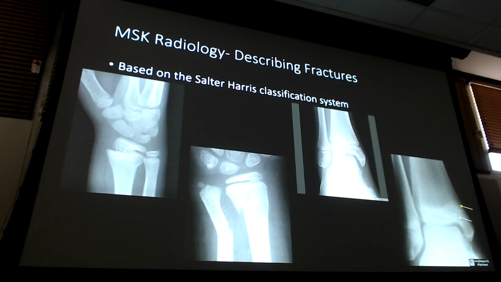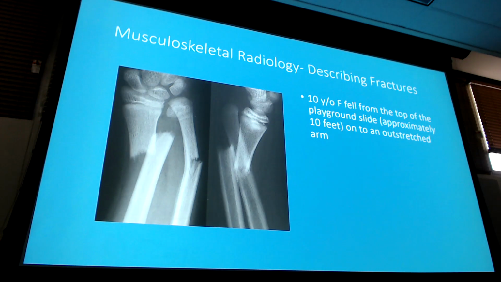Can you now appreciate each of the Salter Harrises, at least with these pictures, and kind of what they look like? Questions? I did not give a 5 for a reason. Okay. All right. So if I have a 10-year-old who fell from the top of the playground about 10 feet onto an outstretched arm, how am I going to describe all of the abnormalities that are on this film?